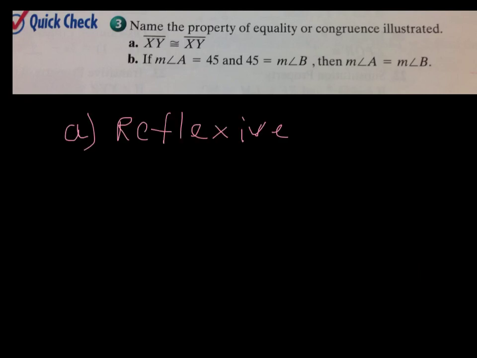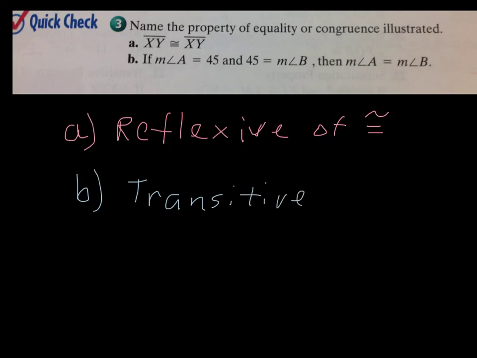Okay, for part A, hopefully you came up with the reflexive property of congruence. But if you just said reflexive property, like I said, I'm fine with that. For part B, hopefully you will agree if the first thing equals the second and the second thing equals the third, then the first equals the third is the transitive property of equality. But I don't care if you say of equality or of congruence, so just transitive property is fine. This concludes lesson 2-4.